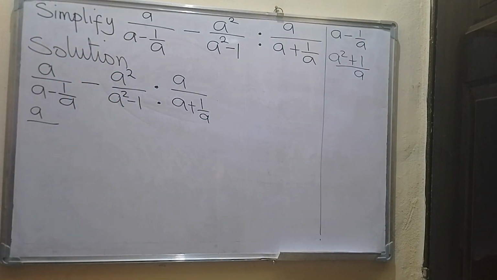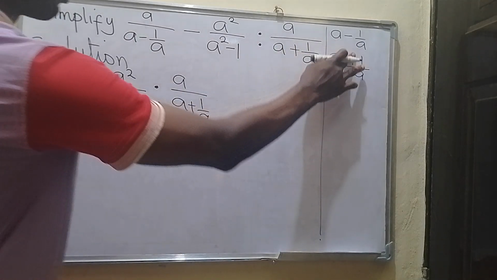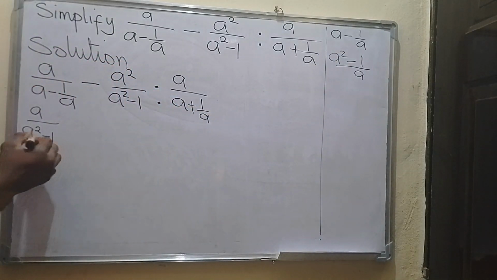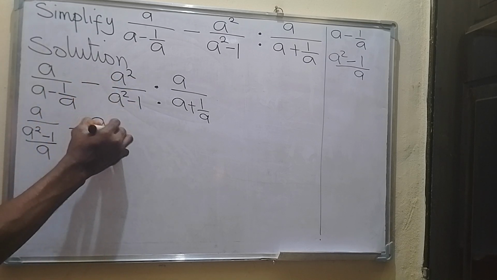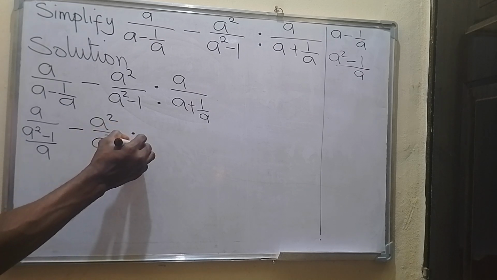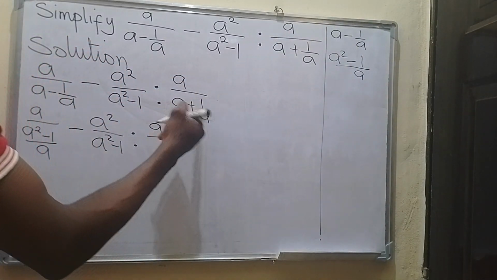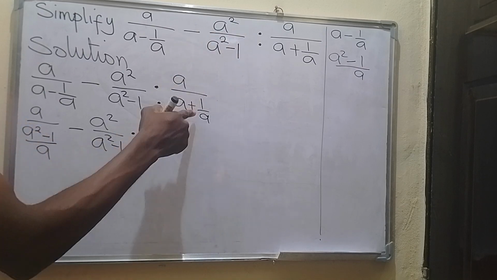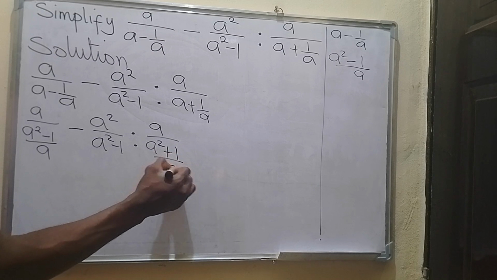So we get a over a squared minus 1. Remember, this is now minus, so a squared minus 1 over a. So this our minus will come down here. So here we get a squared over a squared minus 1. Then we'll get the ratio a over the same thing we do for this one. Now we go do it here. And this time around, the only difference is just the sign. So we'll get a squared plus 1 over a.